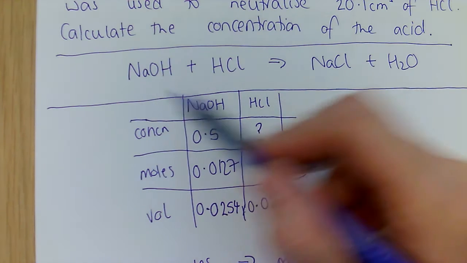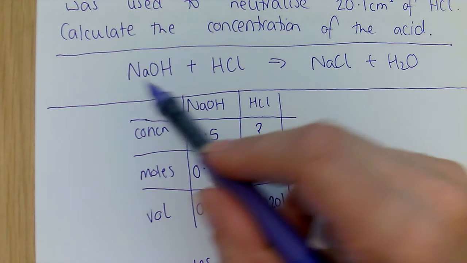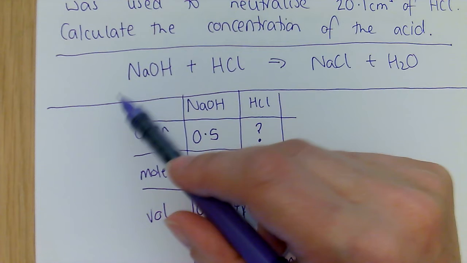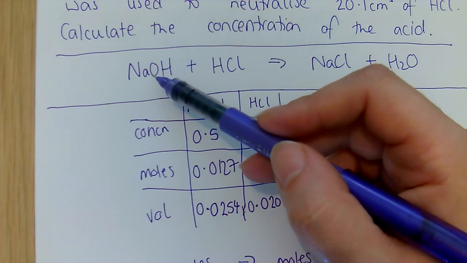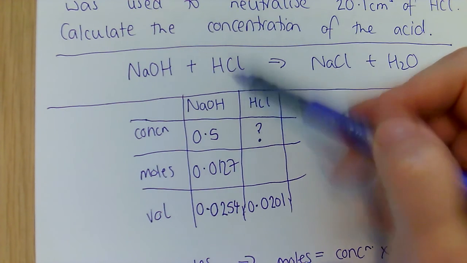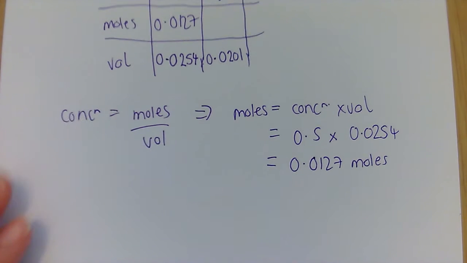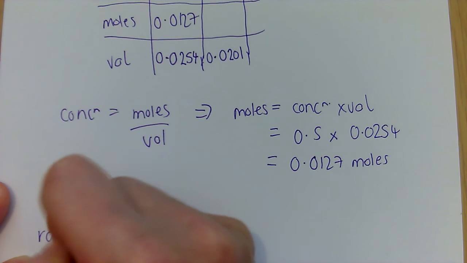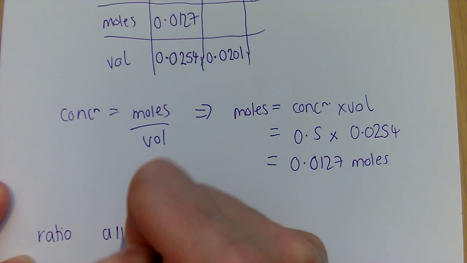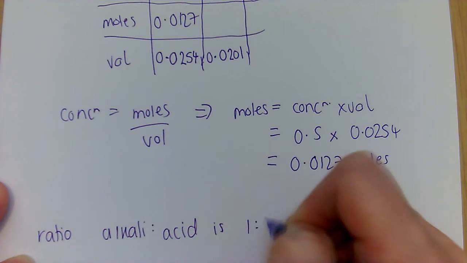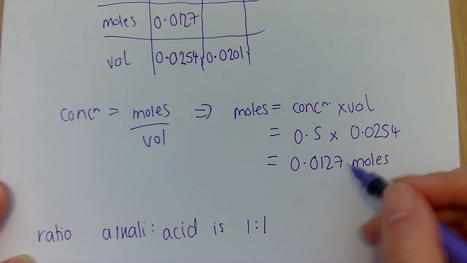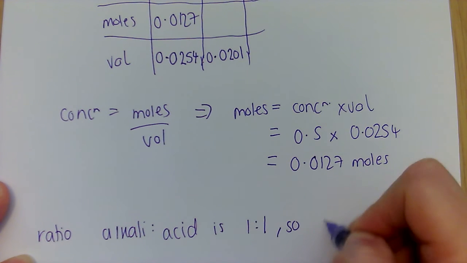And if I look at the stoichiometry at the beginning of the equation, remember that just means the big numbers that we would have at the front here. If I look at the stoichiometry, I can see the ratio is 1 mole of NaOH to 1 mole of acid. So in your exam you would write ratio alkali to acid is 1 to 1. Therefore that's also the number of moles of acid.